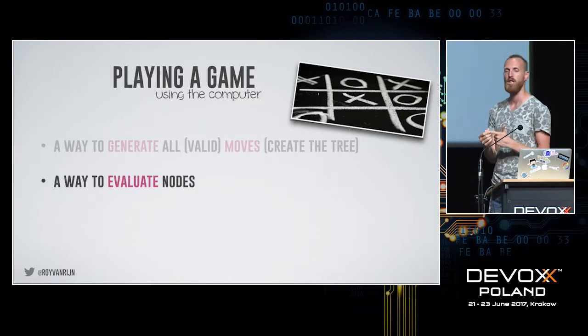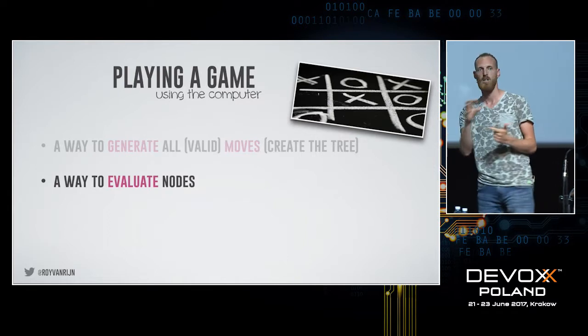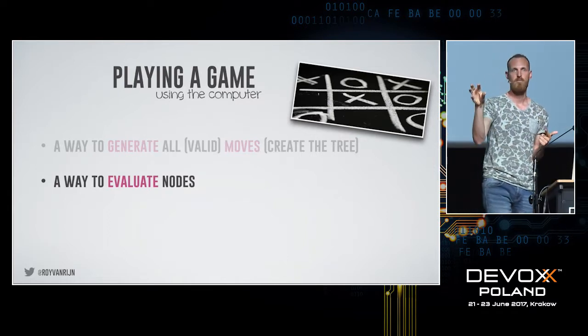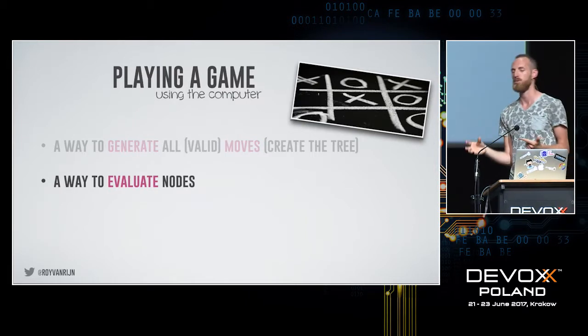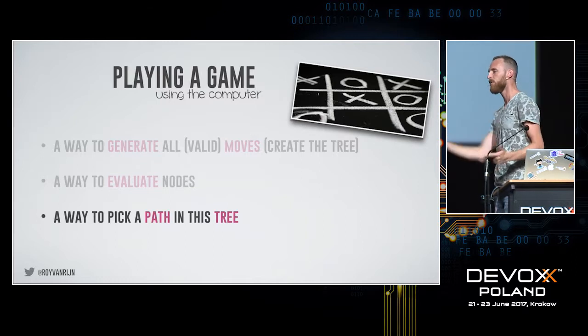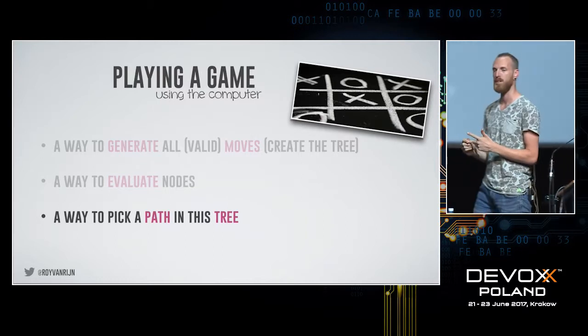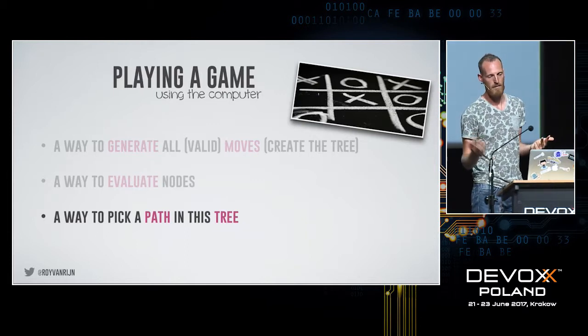The next thing is you need a way to evaluate the nodes in the tree. So you need a way to score all the nodes. This is also game specific, but it doesn't really have to do with the rules. And the final thing, which is completely unrelated to the game, is to pick a path in this tree. That's basically how you play the game.